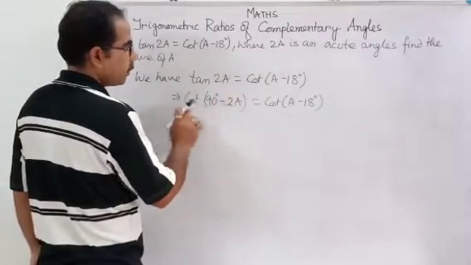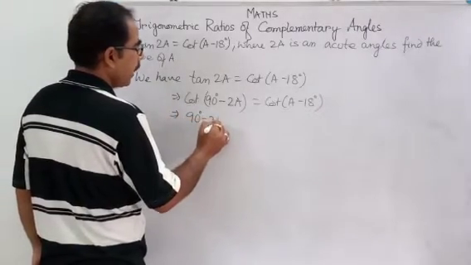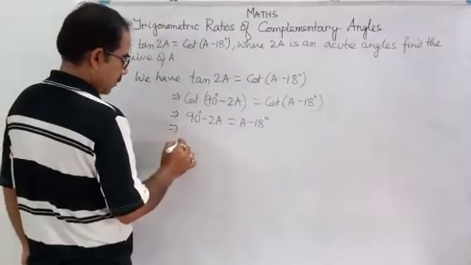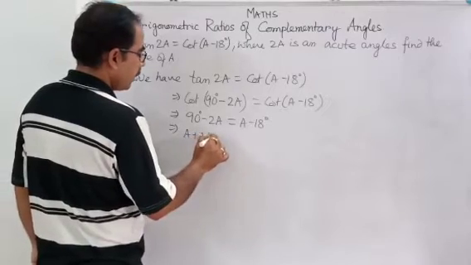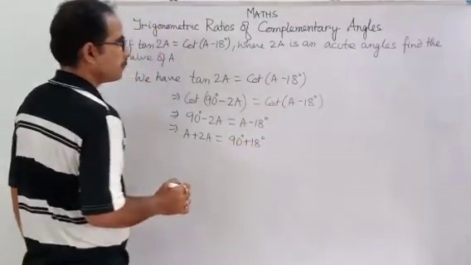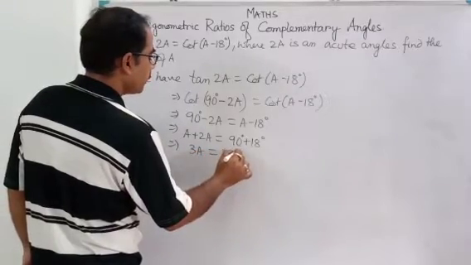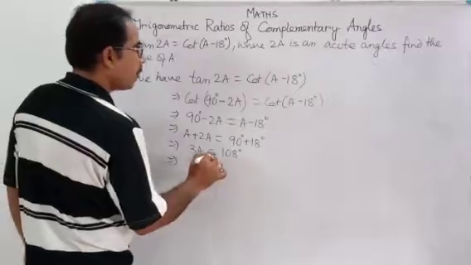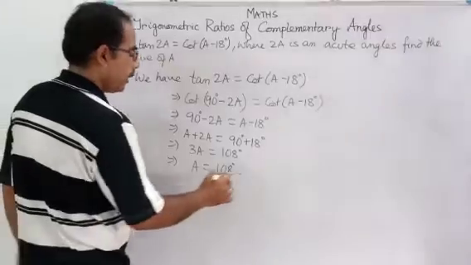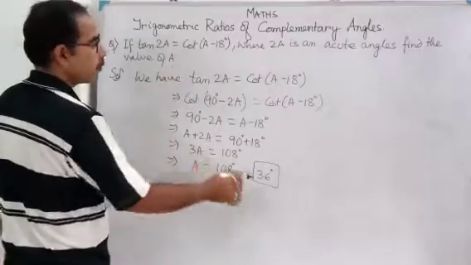So now look at here, both the sides cot is there, so that can be cancelled. So ultimately you are getting 90 degree minus 2a equal to a minus 18 degree. So what you are getting? A plus 2a equal to 90 plus 18 degree. That means 3a equal to 108 degree, and a equal to 108 degree by 3, that is equal to 36 degree. You have to find the value of angle A, just you have got it.